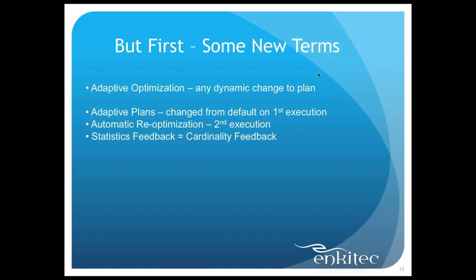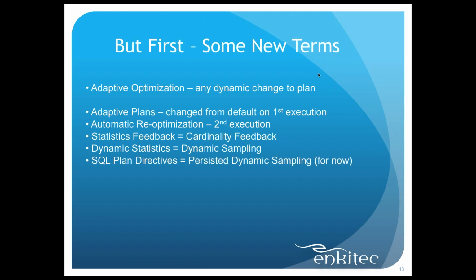Statistics feedback is the new name for cardinality feedback. So you'll still see some cardinality feedback in the documentation, but in general they're trying to change that term to statistics feedback. Dynamic statistics is the new name for dynamic sampling. Again, you'll still see dynamic sampling some places, but in the documentation they're trying to change that to dynamic statistics. And there's a brand new thing that, unless you've been messing with 12C or reading up on it, you may not have heard of yet.